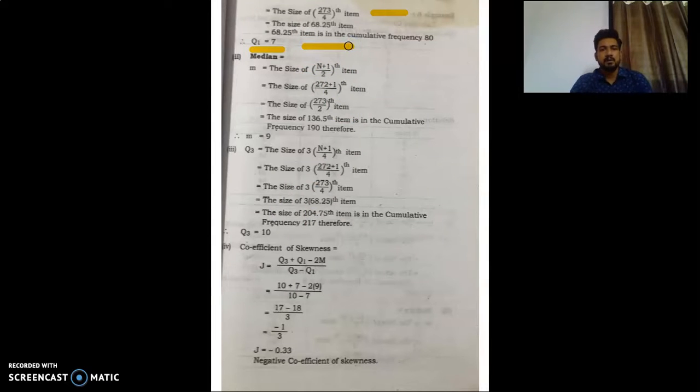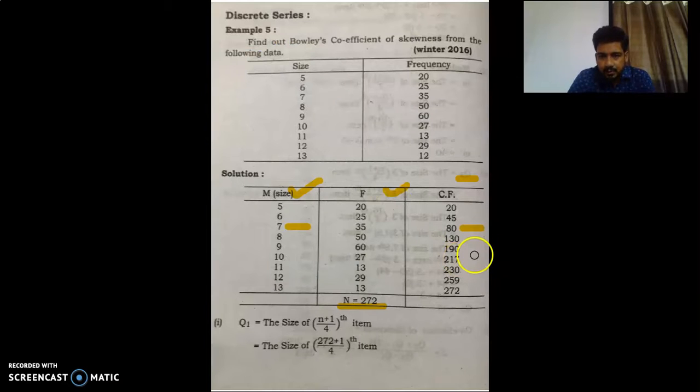Rather than solving the median second, we will move to Q3, because that will support our flow of information. So Q3 equals the size of 3 times (n plus 1) upon 4th item. The size of 3 times (272 plus 1) divided by 4th item, the size of 3 times 273 divided by 4th item, the size of 3 times 68.25th item, the size of 204.75th item in the cumulative frequency. We have to locate the 204.75th item, and it will be 217.